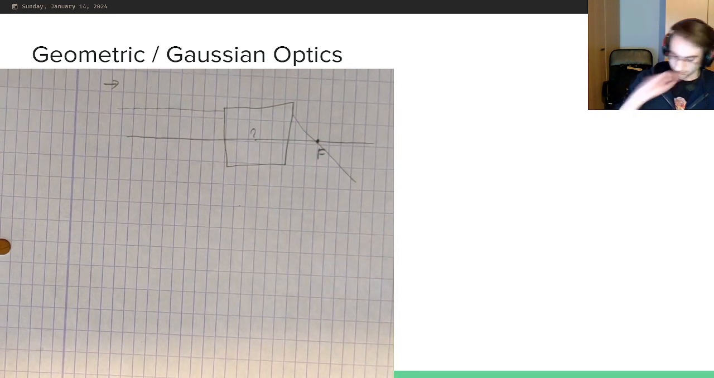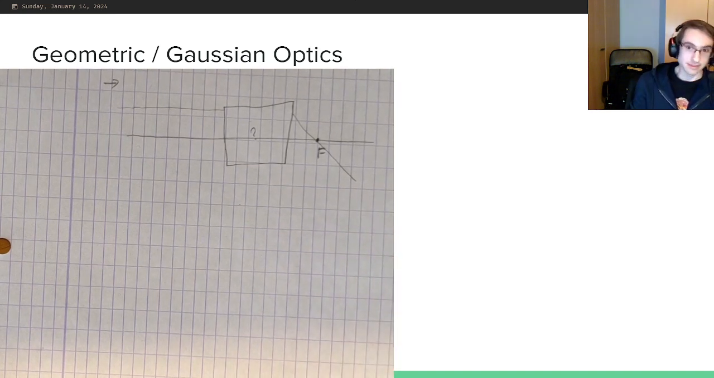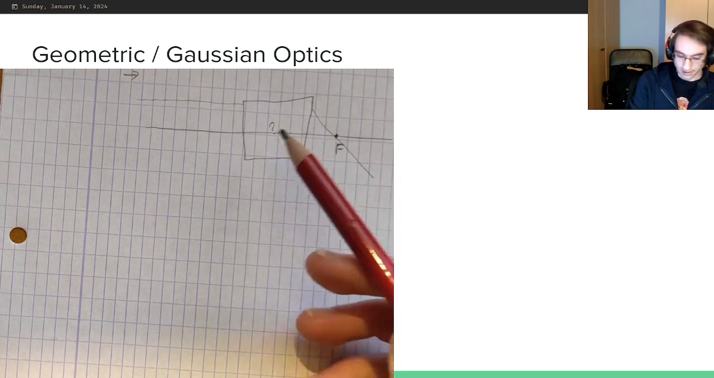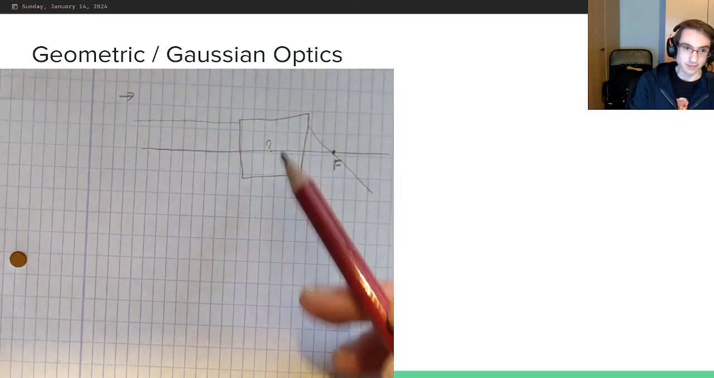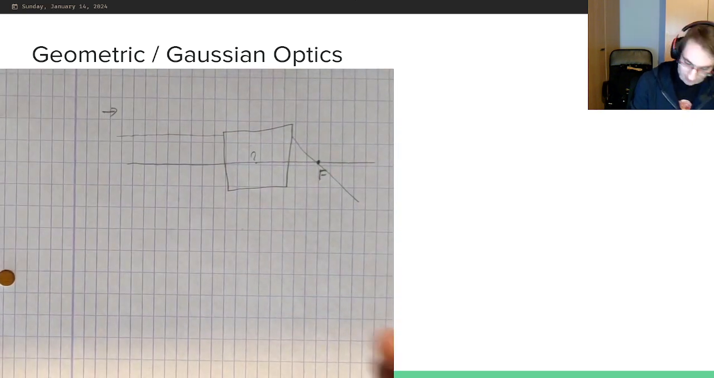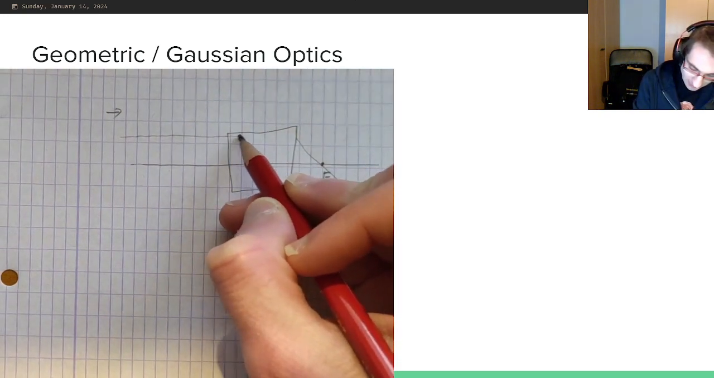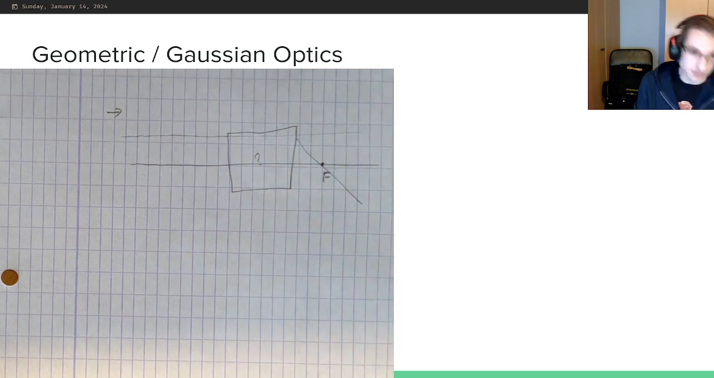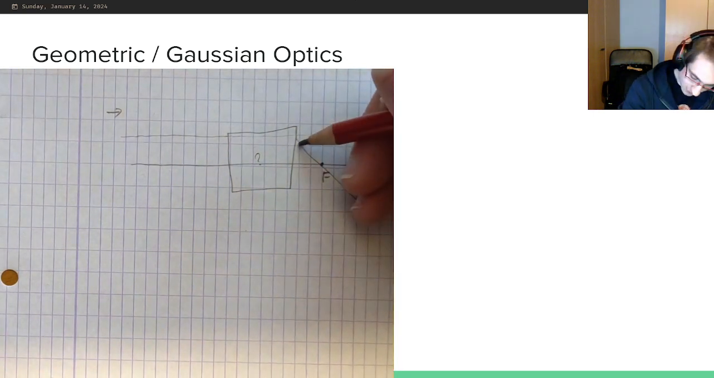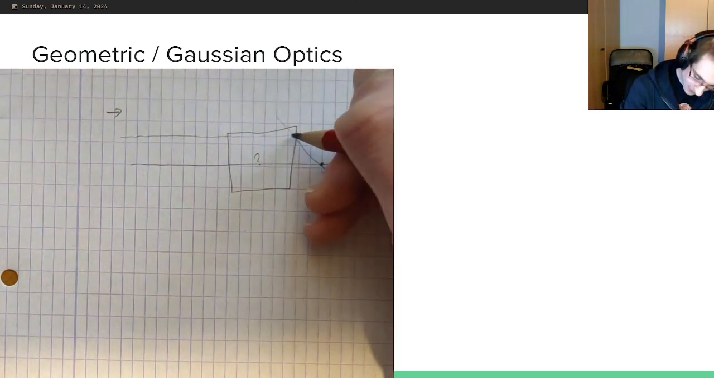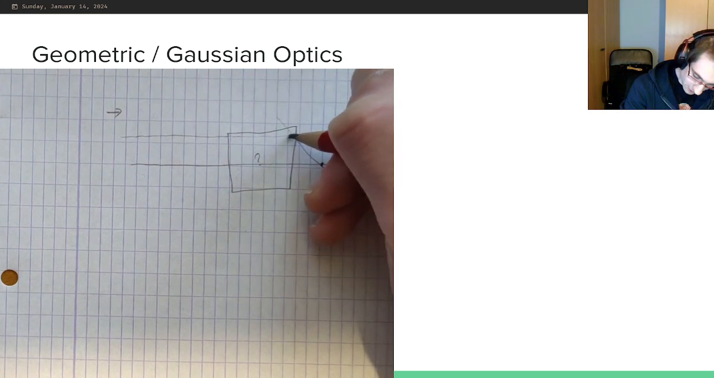Then, I can make a simplification because again, I don't know what's in this box. I don't really care what's in this box at this point of the discussion. But what I can do is extend this incoming line as if the box wasn't there, and extend this outgoing line as if the box wasn't there. And then they will intersect in some point here.